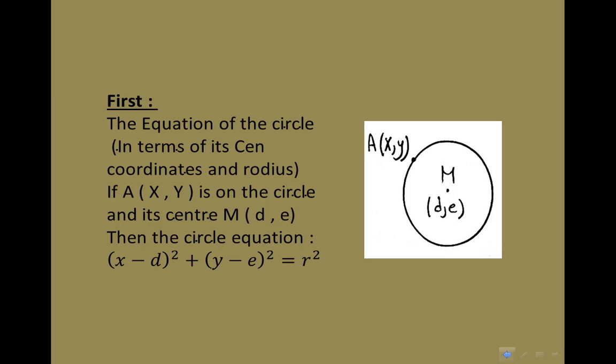And this rule can be proved by using the distance rule, which we have studied before in third prep. The distance between 2 points can be written as the square root of (x2 minus x1) squared plus (y2 minus y1) squared. This is the distance between 2 points.